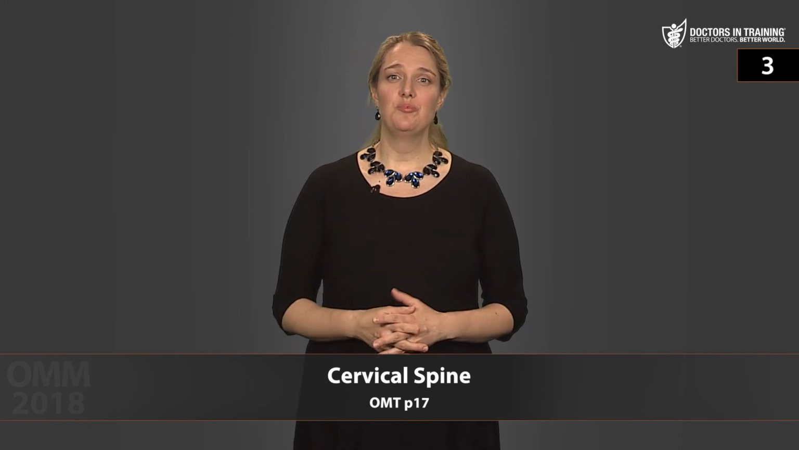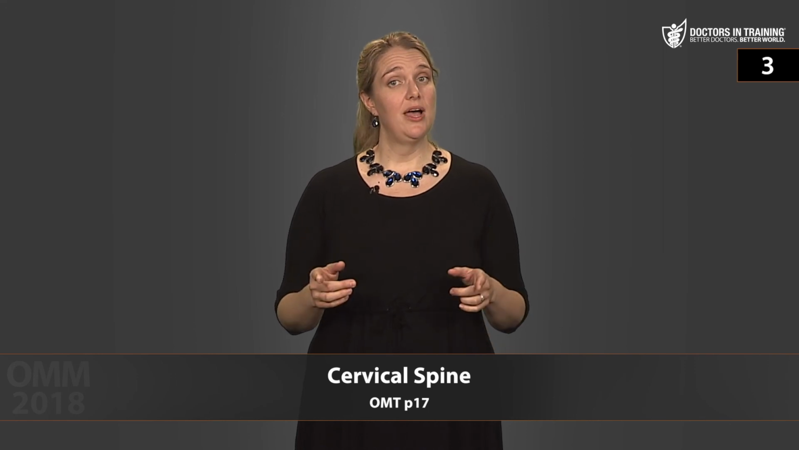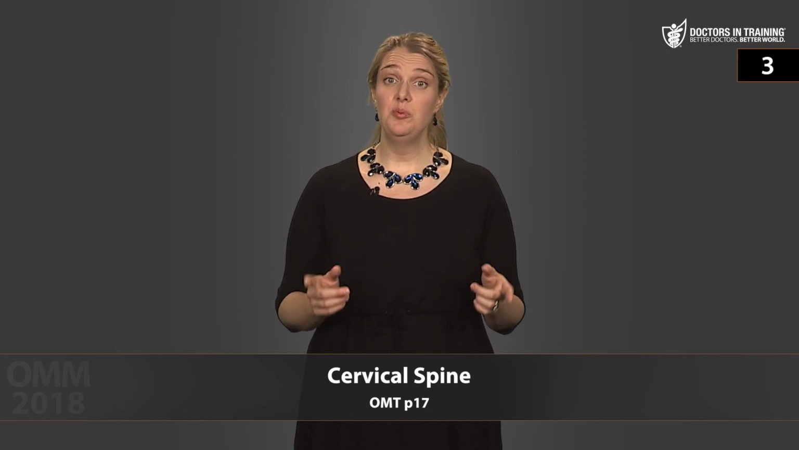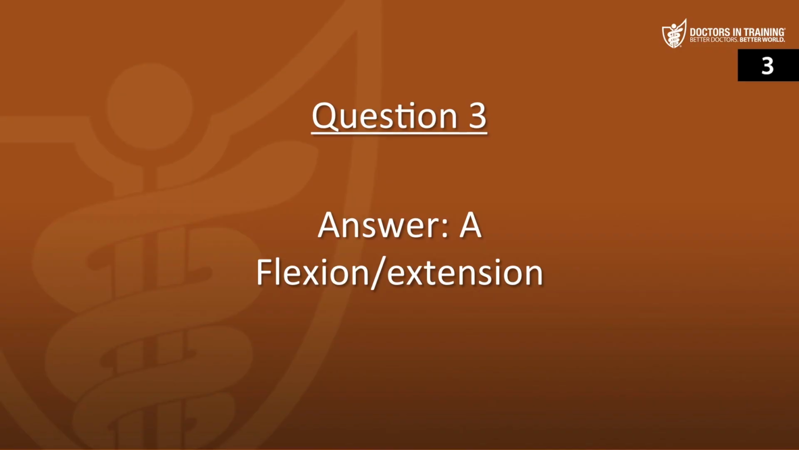Question 3. The primary motion of the occiput on the atlas is, well, the OA is responsible for 50% of which motion in the cervical spine? Flexion and extension. So the answer is A. Sure, the OA also rotates and side bends, but those are relatively minor in comparison.